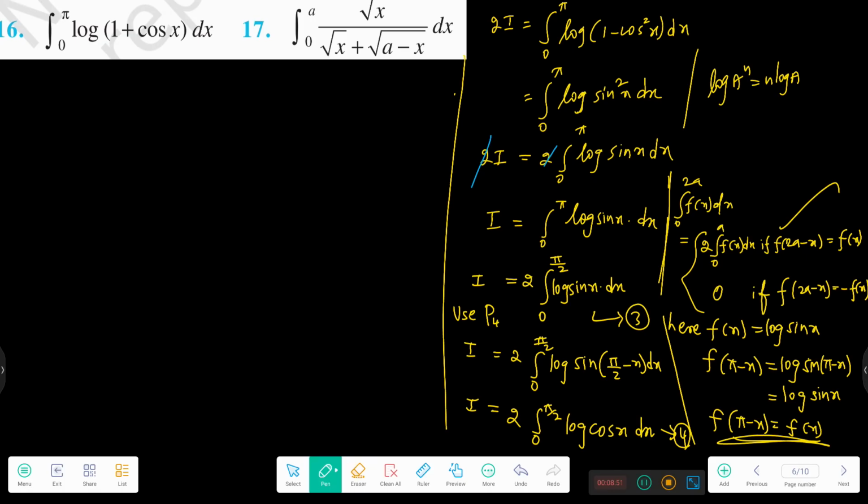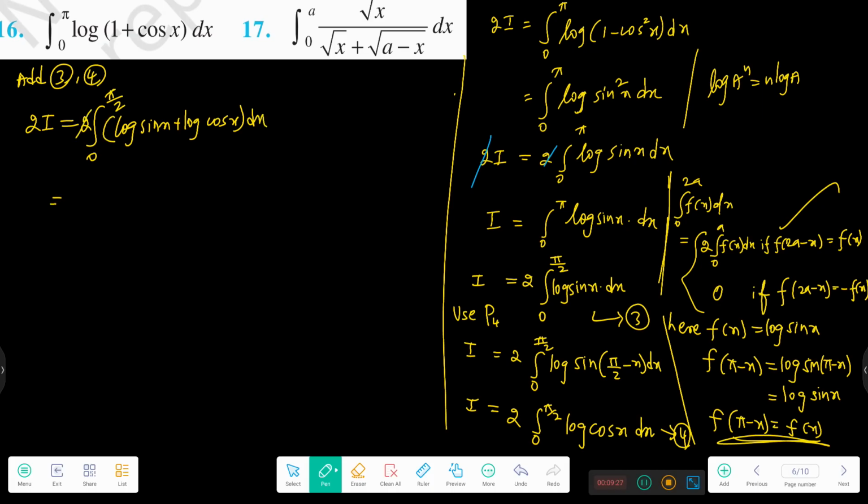So I'm adding 3 and 4. What am I getting? Left-hand side I, here also I, so I plus I is 2 times I. 2 times I equal to, and here also 2 times the integral from 0 to pi by 2 is common, and this log sin x and log cos x we have to add: log sin x plus log cos x into dx.